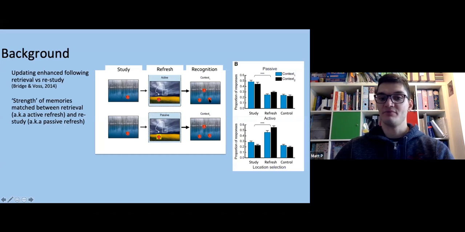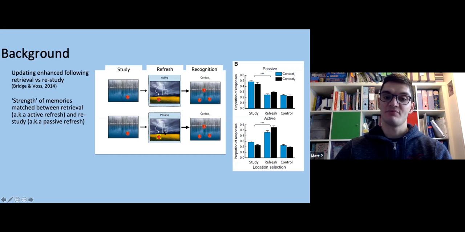They're presented with the same object in three possible locations: the original location from the study phase, the location they remembered in the refresh task, and a neutral third option. They just have to pick which one they think was the correct location. They complete those three tests first, and then in a second block, a similar design. There's a study phase again where they learn some different object locations.